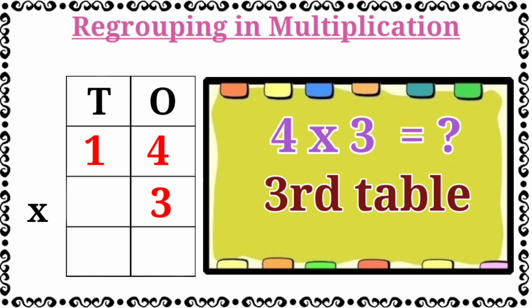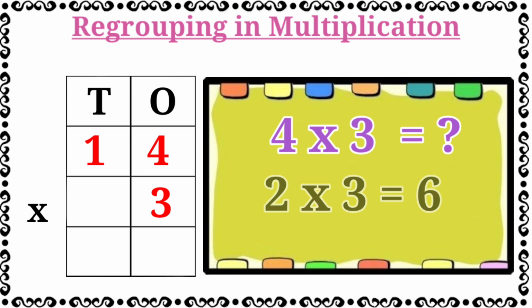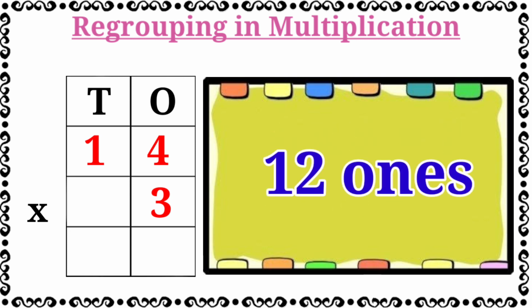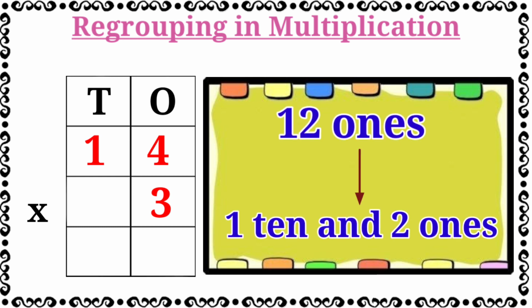Let's join with me. 1 3 is 3, 2 3s are 6, 3 3s are 9, 4 3s are 12. Here 12 ones. Regrouping 10 ones to a 10. So 12 ones is the same as 1 ten and 2 ones. Let's write the number 2 in the ones column. Then carry over 1 in the tens column.